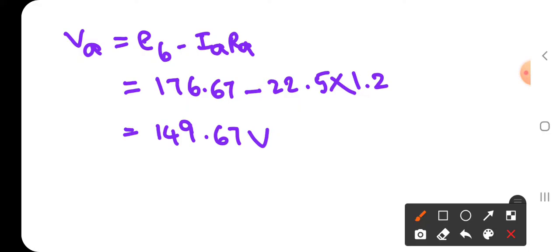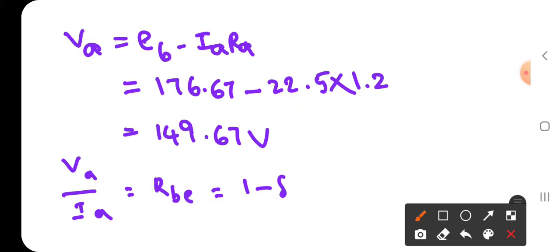Now we know that the effective resistance is equal to the armature voltage over the armature current, that is VA by Ia, equal to RBE, the effective resistance, which is given by 1 minus gamma into RB, the braking resistance.